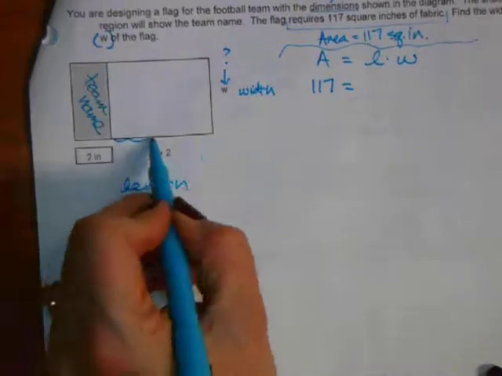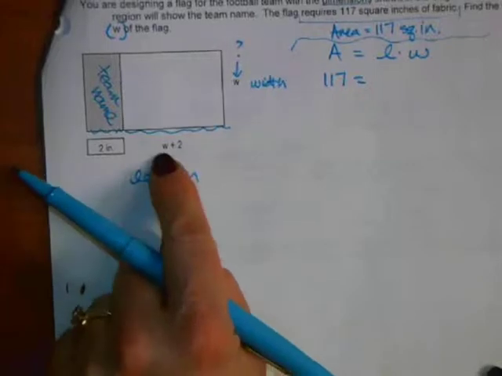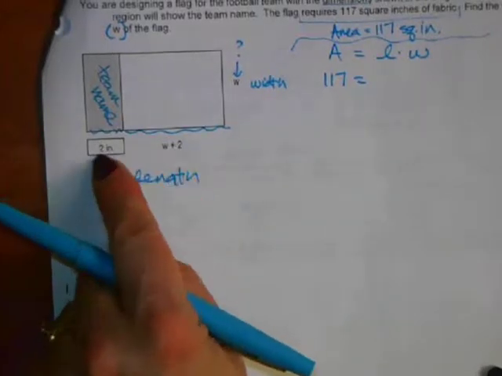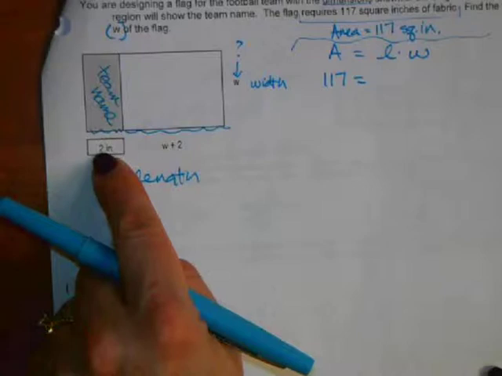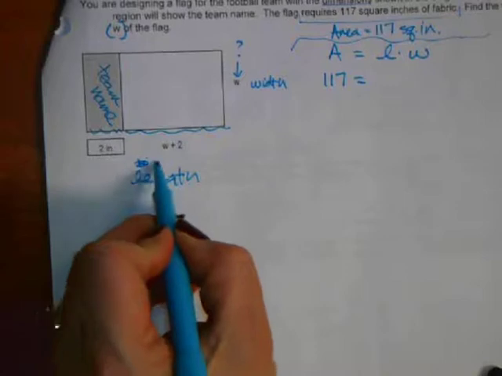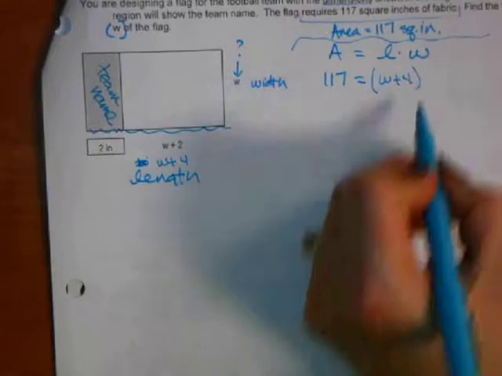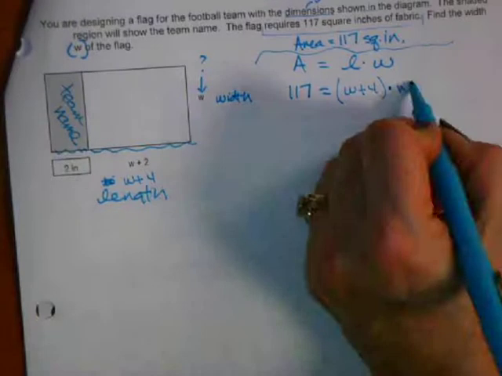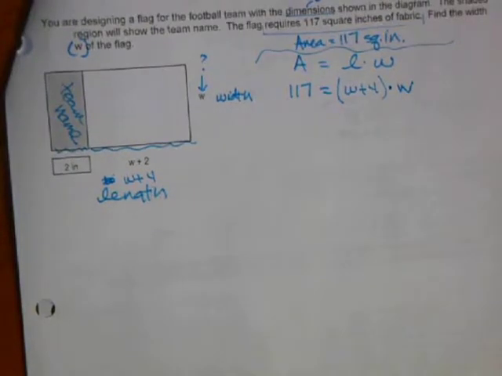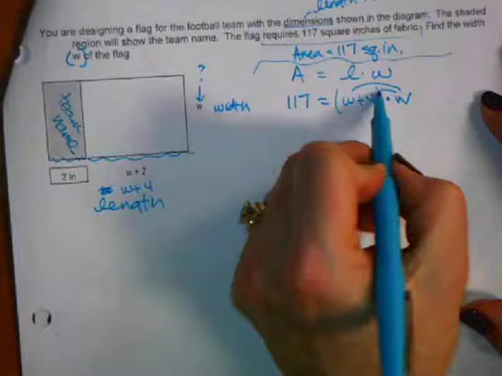Okay, I have this piece and I have this piece. So that means I have W plus 2 plus 2. So what's my total length? Total is W plus 4. So that's my length. I've got to put that in parentheses, and then I've got to multiply it by my width. What's my width? W. Now you've got it set up. If you read it and break it apart, it helps a lot. Okay, let's see what we can do. We can distribute that W.